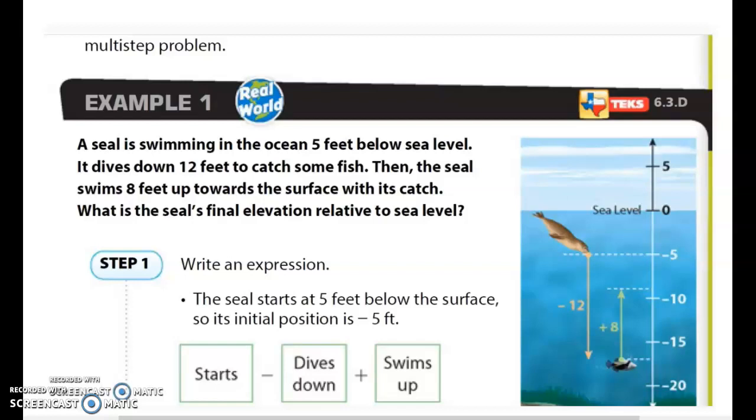Now, we're going to write an expression. An expression normally is numbers or letters, variables, etc., that are separated by operators. Your operators are going to be your positive or your negative number, also known as subtraction and addition. So the seal again starts at 5 feet below the surface, so its initial position is going to be negative 5 feet. So I'm going to switch this over where I can actually show you my work.